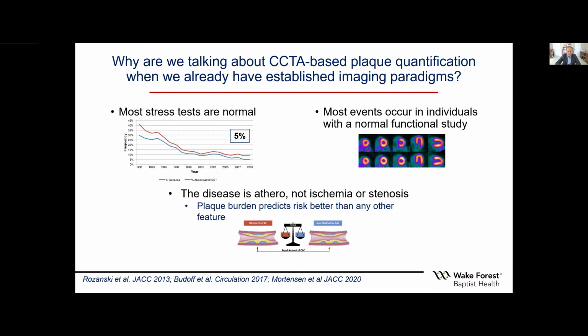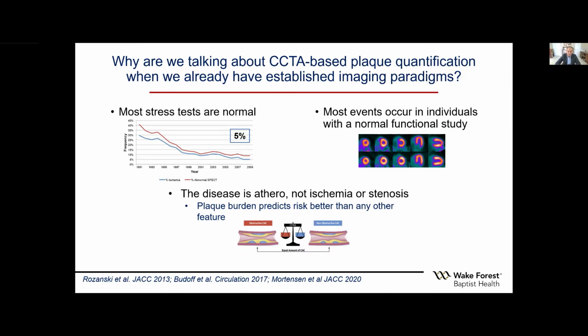On the top left, you'll notice that there have been some secular changes in the proportion of SPECTs that are abnormal or demonstrate ischemia. In the early 90s, it was quite common to have abnormal SPECTs, and pretty common also to have inducible ischemia noted on SPECT exams in the range of 40%. But now in the modern era, it's quite uncommon to see abnormal SPECTs, and ischemia is only noted on about 5% of myocardial perfusion scans.